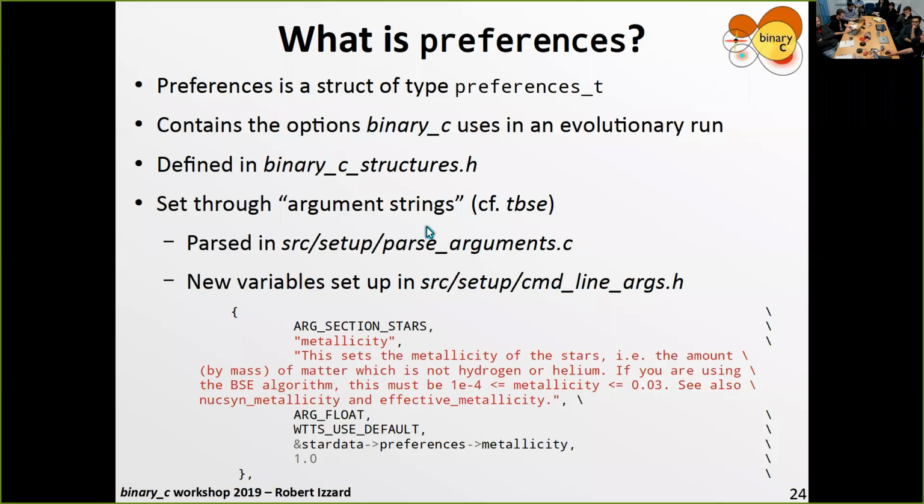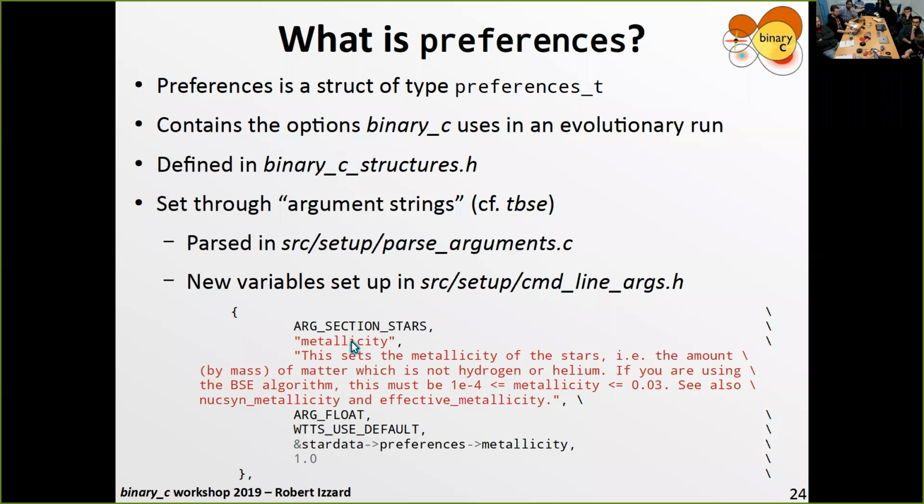When you add a new variable, and this is something a lot of people want to do, say some new physics you put in, and you want to add a new option, look in command line args.h and add a section. In that, there's a load of sections like this. You can see this one is for the metallicity. It sets this variable here, preferences metallicity. That's very easy to understand. This is its name on the command line. So you'd use metallicity, that's your actual argument.